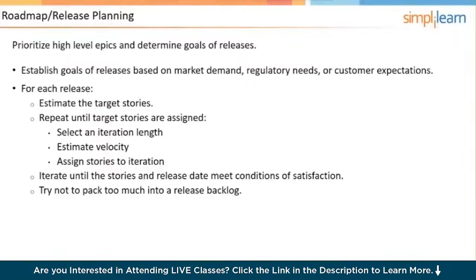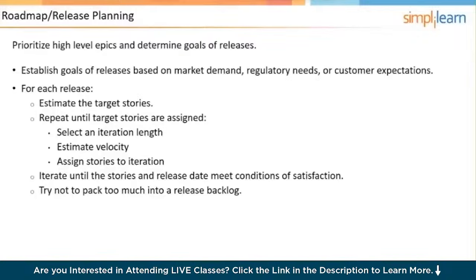Prioritize high-level epics and determine goals and releases. So we'll use epics and themes in order to group things together. You know, what should be included in what's released. So what are the goals for the releases? Then the first bullet point, establish goals of release based on market demand, regulatory needs, or customer expectations.